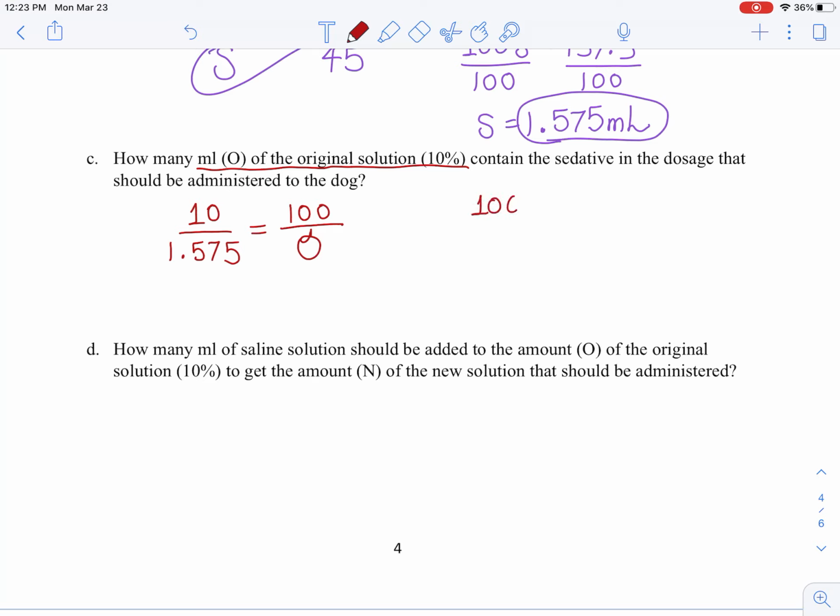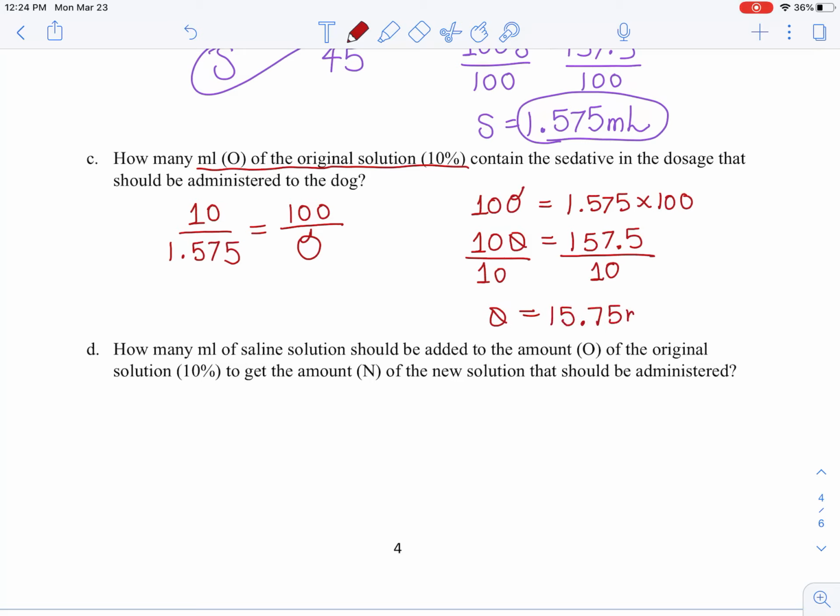So that's going to be 10 times O equals 1.575 times 100. O equals 157.5 divided by 10. Divide both sides by 10. O is equal to 15.75 milliliter.